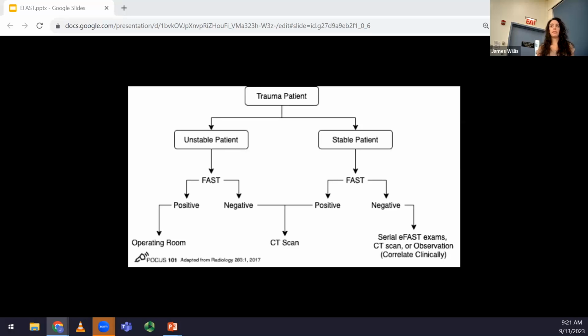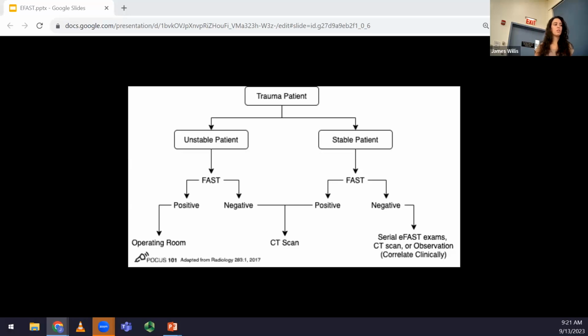If your FAST exam is negative, then it is a discussion from there. It does not mean they do not have intra-abdominal injury. If they are able to make it to the CT scanner, you can do that, depending on how they look, what the injury is, and what your suspicion is. Again, if you have a penetrating deep abdominal wound, that patient's probably going to the OR for laparotomy regardless. But in blunt trauma, that's a very important decision point.